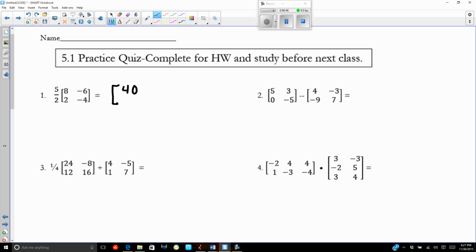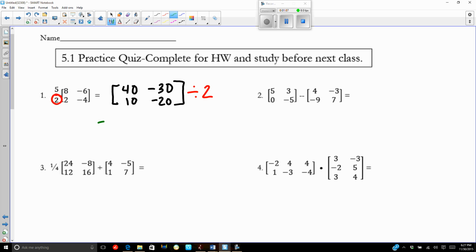5 times 8 is 40. 5 times -6 is -30. 5 times 2 is 10. 5 times -4 is -20. Now that I've multiplied everything in there by 5, I need to take care of that 2. I'm going to divide everything in there by 2.